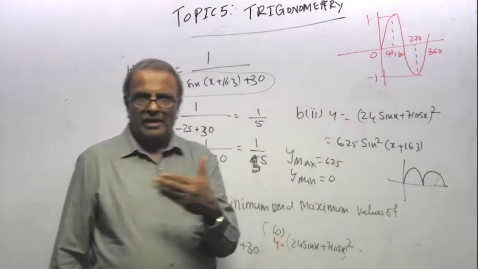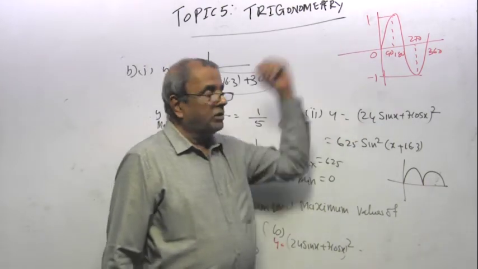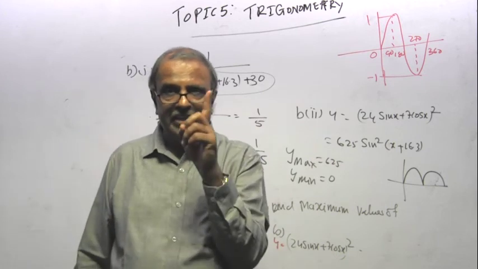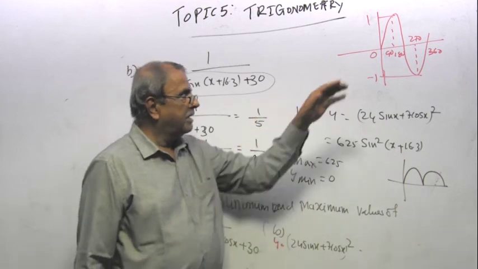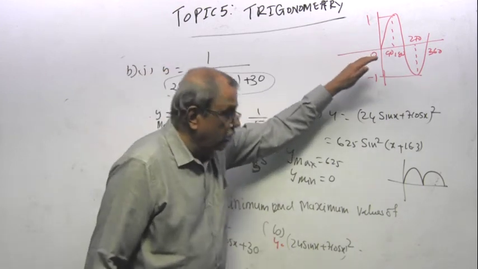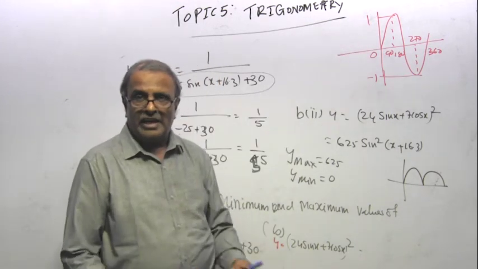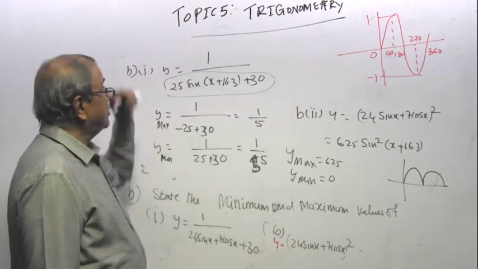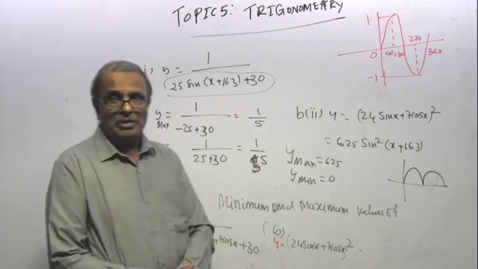Whenever it's a square, the maximum value is 1 for sine or cos. Minimum value is not minus. For a square, it is 0. So the safest way will be for you to use the graphs of sine and cos and sine squared and cos squared. That finishes discussion of a cos x plus b sin x.